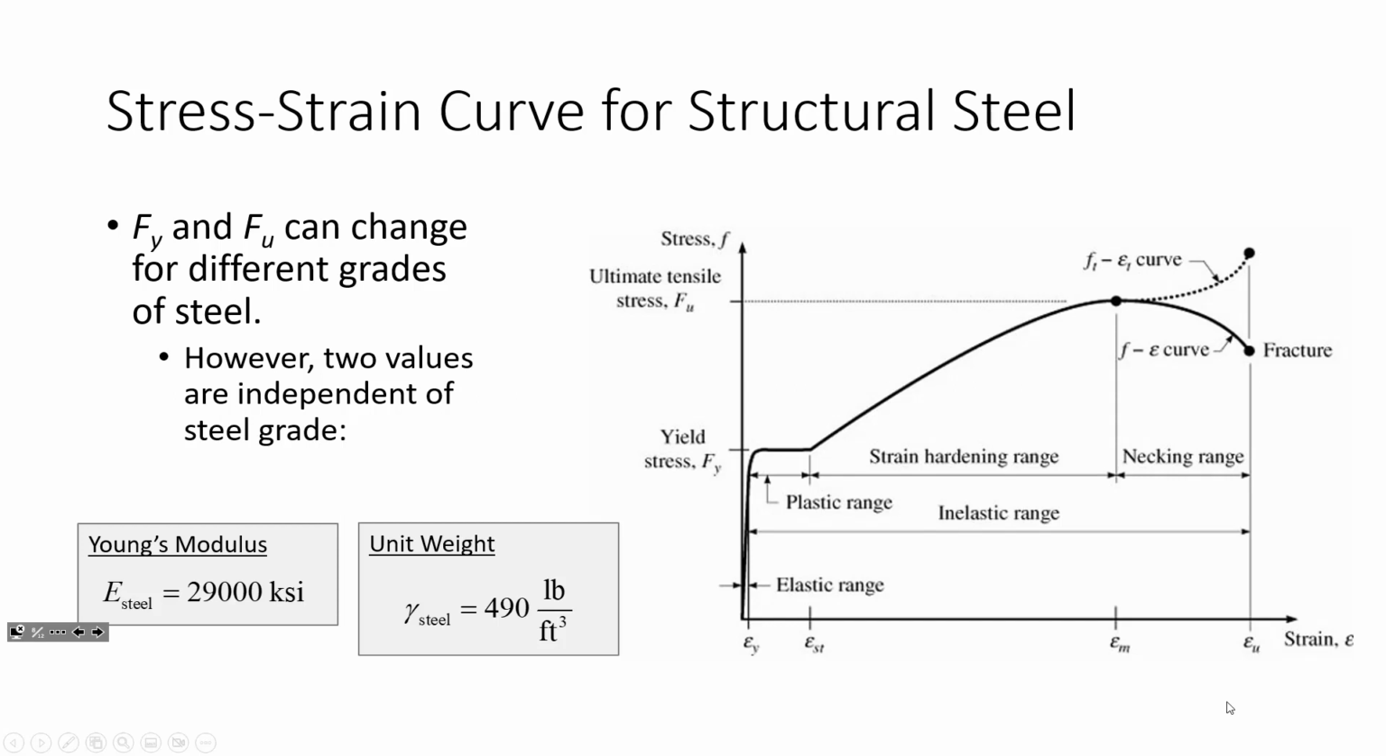Now, what we find when we load structural steel, as we increase the load, the very initial behavior of structural steel is what is called the elastic range, okay? In this range, steel really does behave like a rubber band. You take a piece of steel, you load it, if you unload it, it snaps back to its original state, okay?